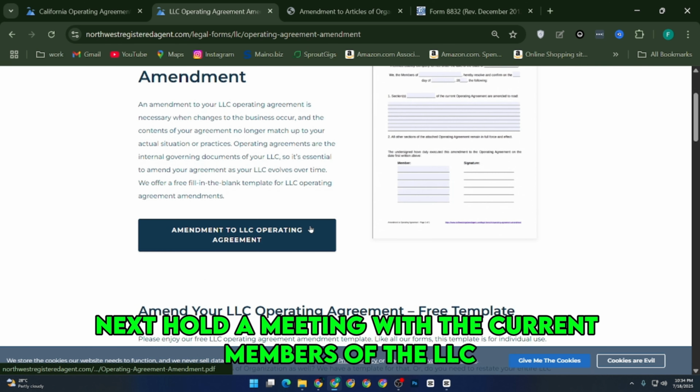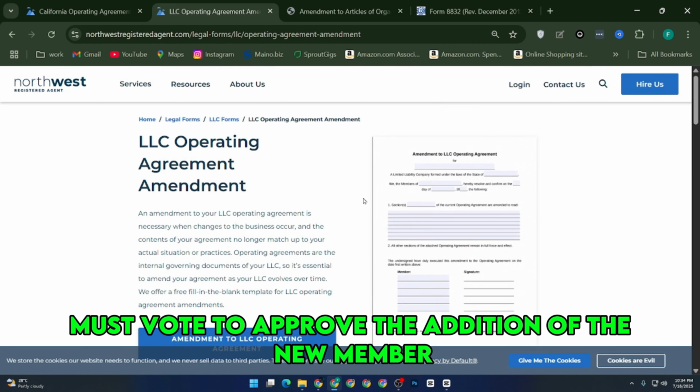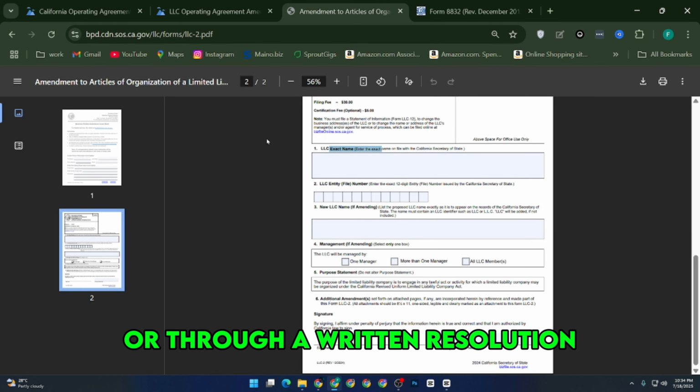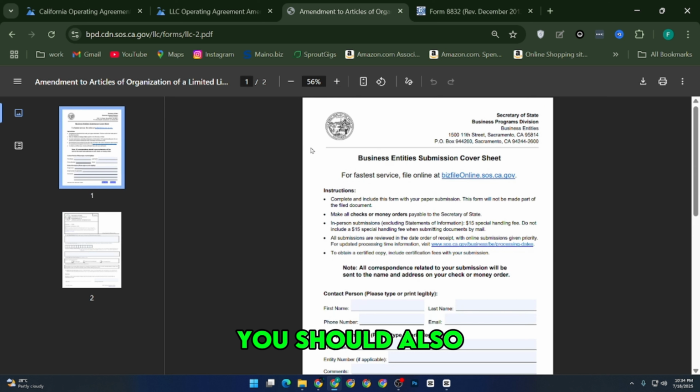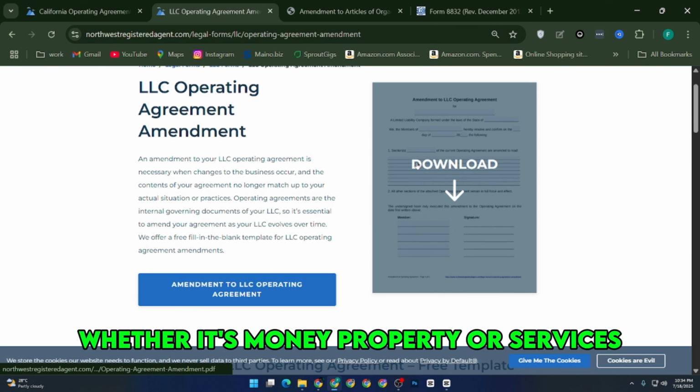Next, hold a meeting with the current members of the LLC. The members must vote to approve the addition of the new member, and this decision should be documented either in meeting minutes or through a written resolution. You should also record what the new member is contributing to the LLC, whether it's money, property, or services.